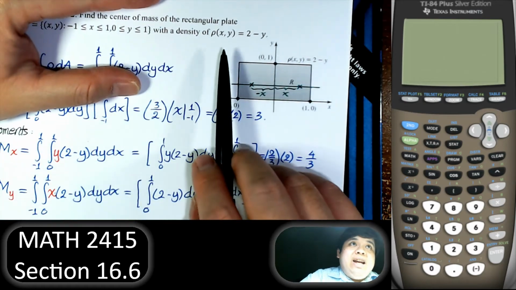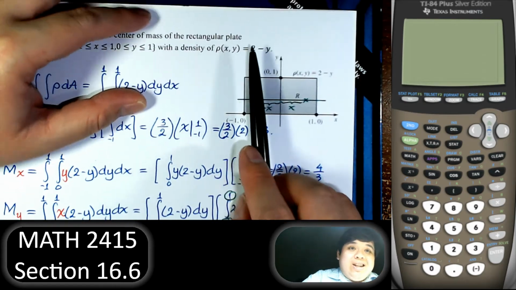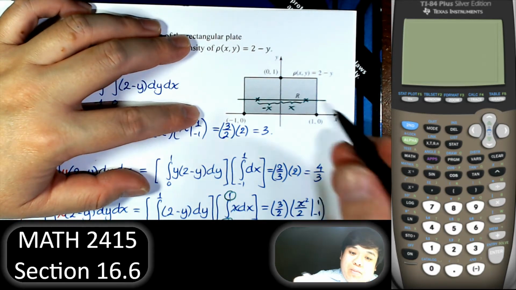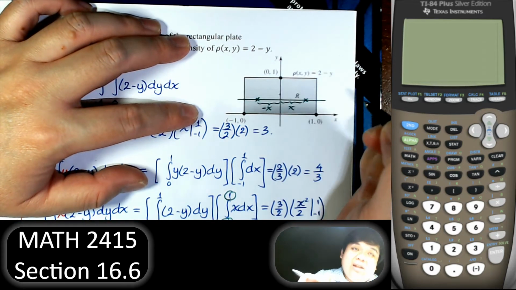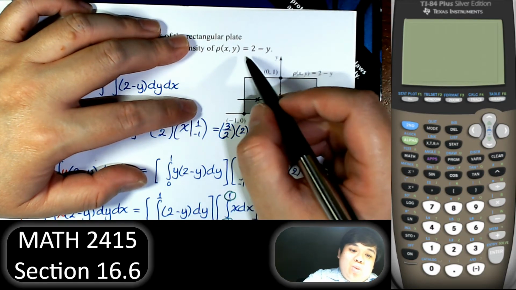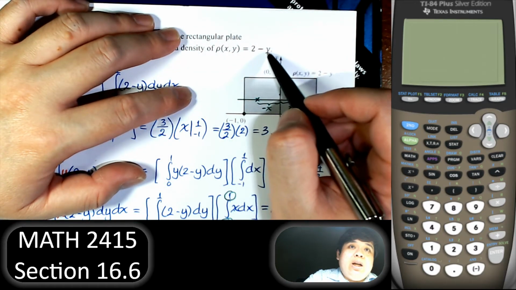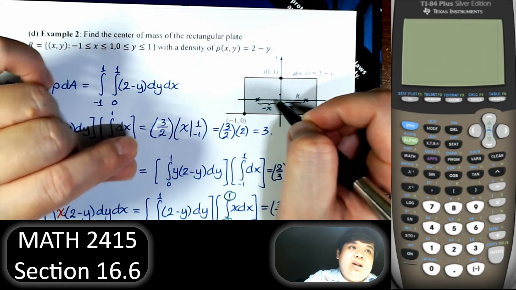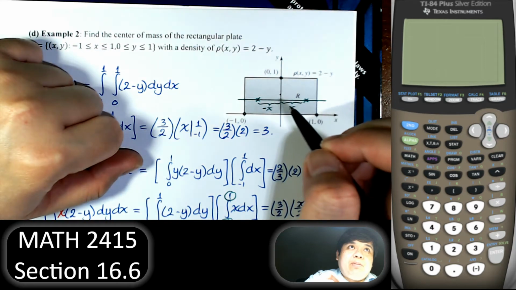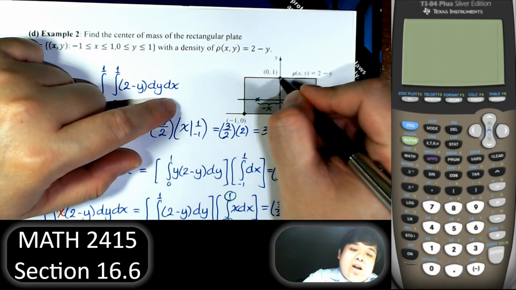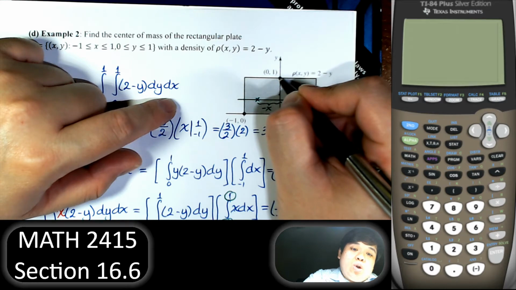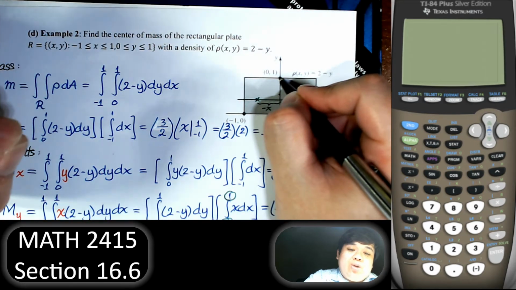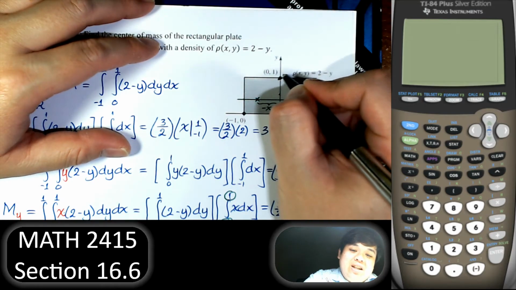Now think about this. Because this one we have a density. If the density is equal to a constant in this problem, the center of mass will be right in the middle here. But it's not. This one the density is 2 minus y. So I will ask you, is the top heavier than the bottom, or is the bottom heavier than the top? So think about this. The top here, y equal to 1. So the density is 2 minus 1 is 1.